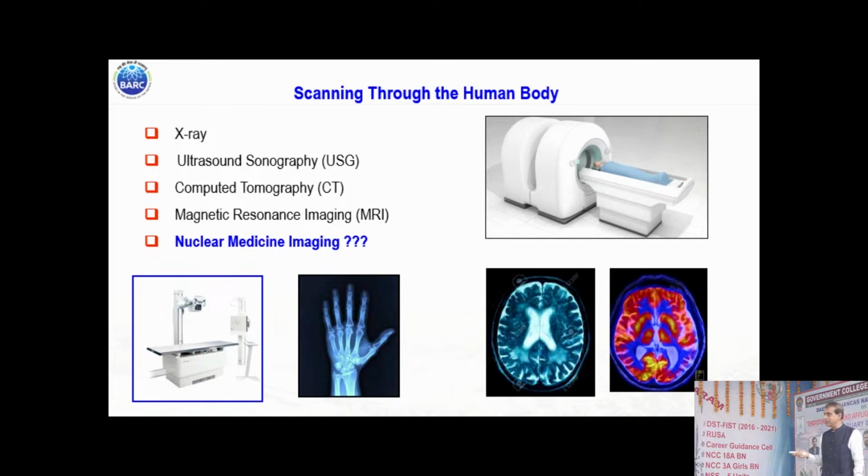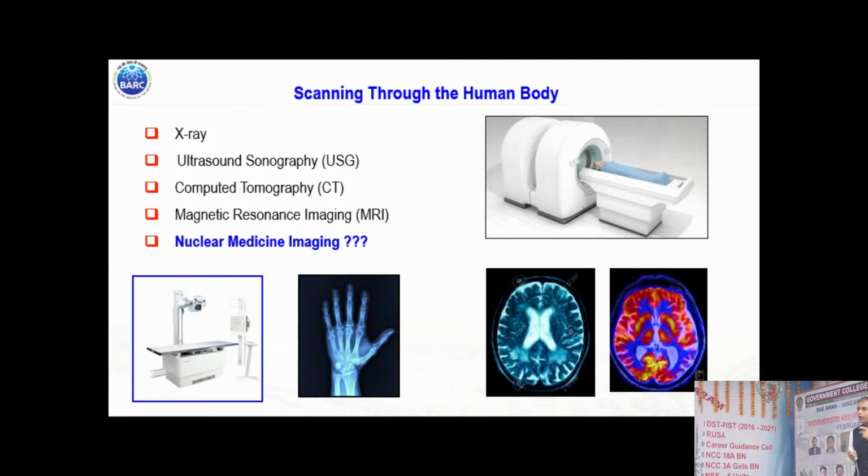ultrasound, computer tomography, CT scan, where again you use an X-ray source, and MRI, magnetic resonance imaging, which works on the principle of NMR, nuclear magnetic resonance spectroscopy. So, we have so many techniques. Then do we really need nuclear medicine imaging? Do we really need radiopharmaceuticals?